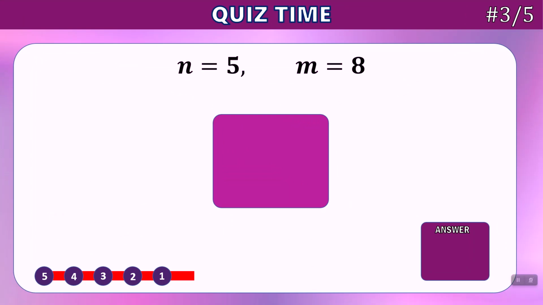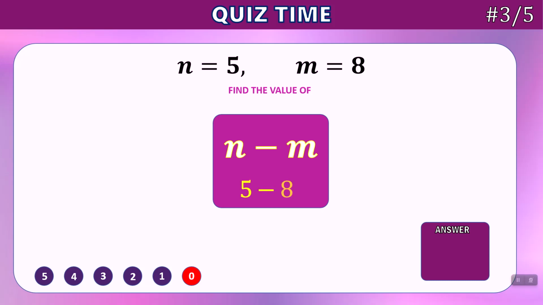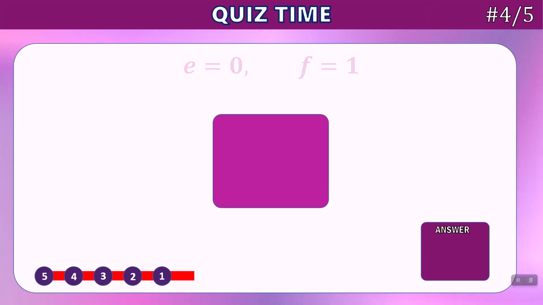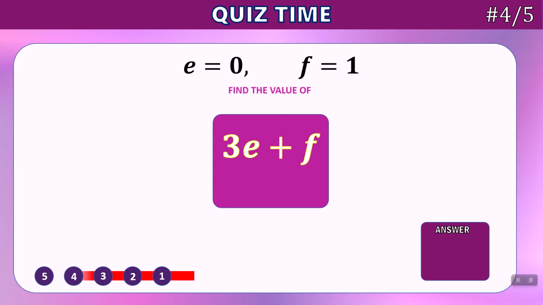Question 3. If n is 5 and m is 8, find the value of n minus m. Time's up. N is 5, take away m is 8. What is 5 take away 8? It is minus 3. Question 4. If E is 0 and F is 1, find the value of 3E plus F. Time's up. 3E means 3 times 0. Anything times 0 is 0. Plus F is 1. And 0 plus 1 is 1.